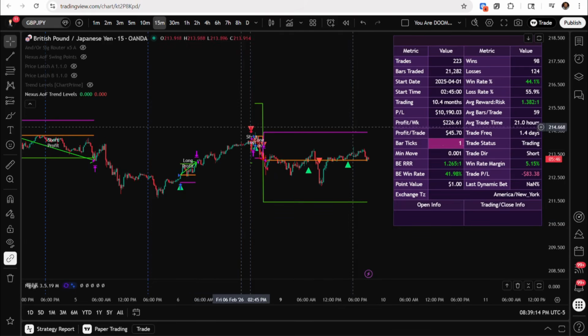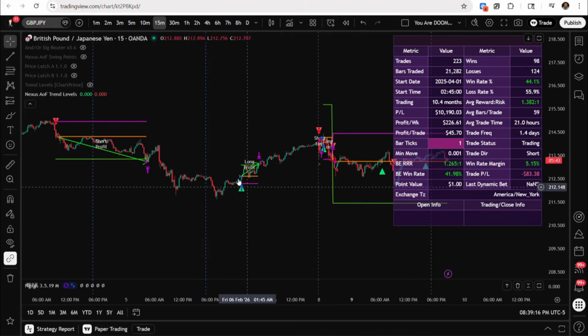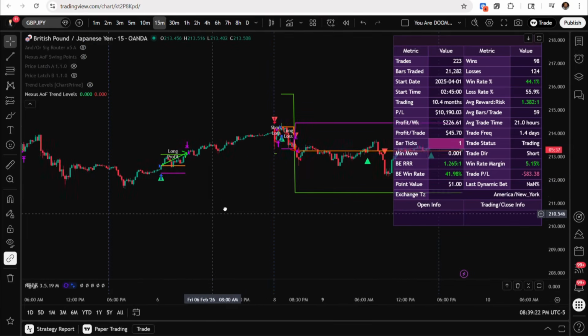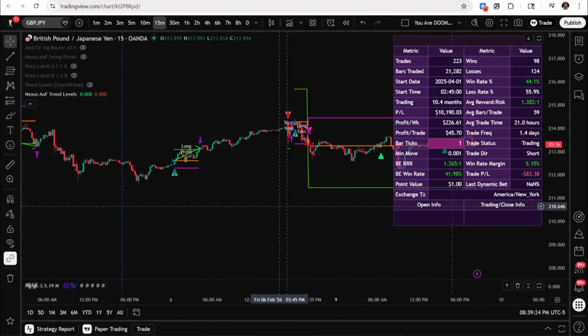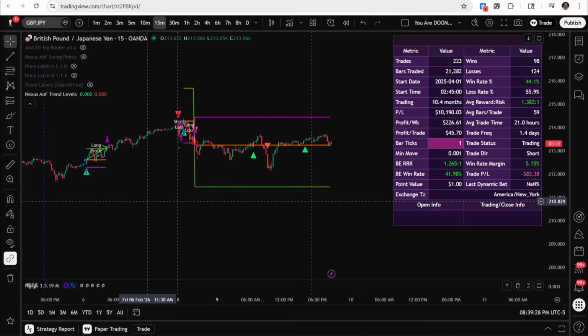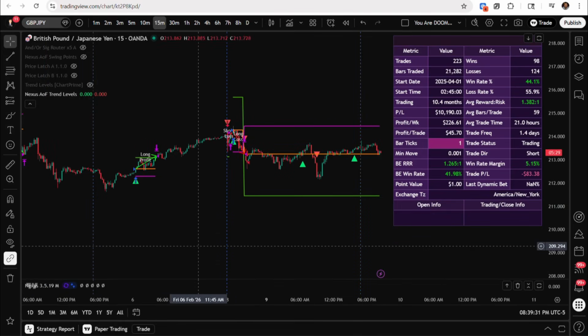And so we have the 1 to 1.5 risk to reward. We enter a trade. We put the stop at our last swing low or swing high, and we play out the trade until it hits either stop or take profit, and then look for the next signal and just continue the process. And that gave us this right here.